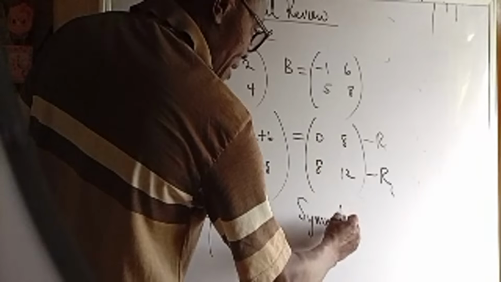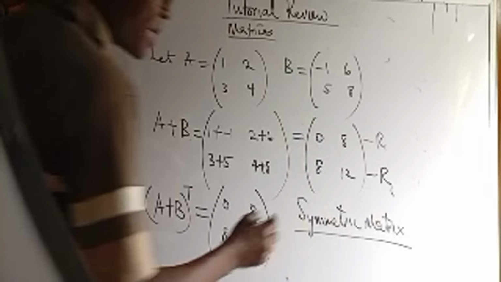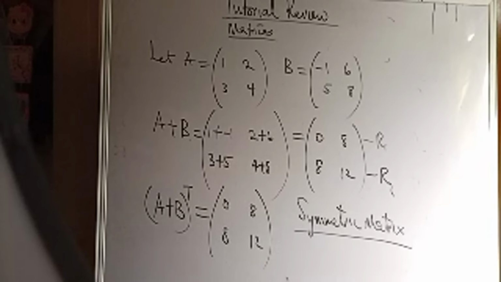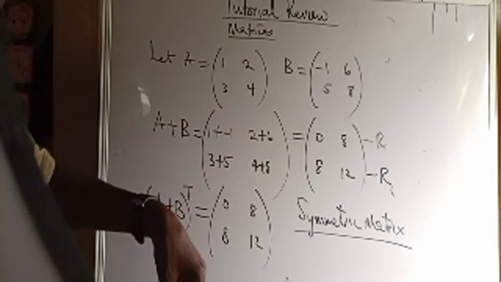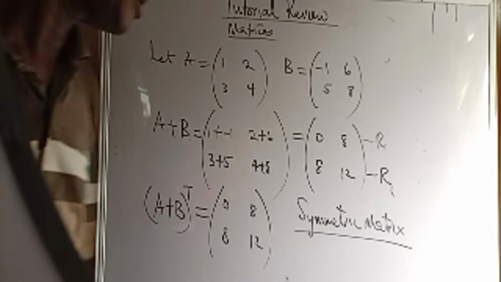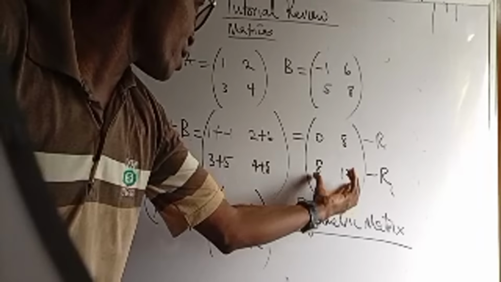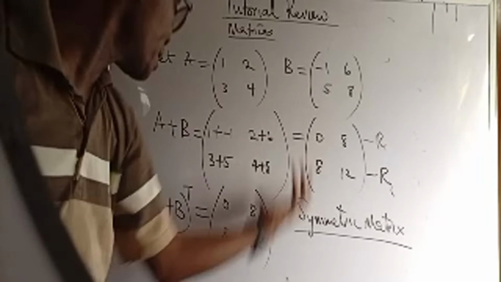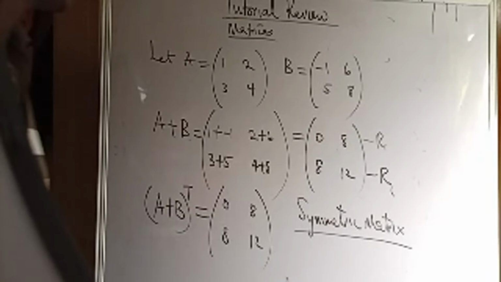A symmetric matrix. What is a symmetric matrix? A symmetric matrix is a matrix for which the transpose of that matrix is equal to the original matrix. You can see that the original matrix I have is 0, 8, 8, 12. But when I transpose it, it returns to that. This is a very good example of a symmetric matrix. Okay, that is that about that.